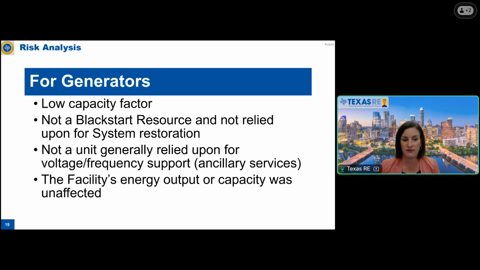For generators, some of the things that we would like to know is if there was a low capacity factor, whether or not you're a Black Start resource or relied upon for system restoration, whether you're generally relied upon for ancillary services, and whether the facility's energy output or capacity was affected. All of these things are going to play into how high the risk was of impact to the BES system from your potential noncompliance.